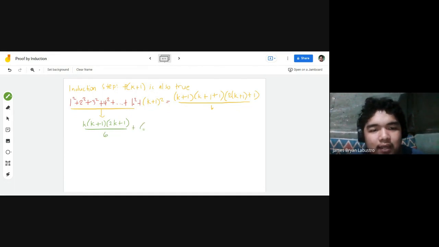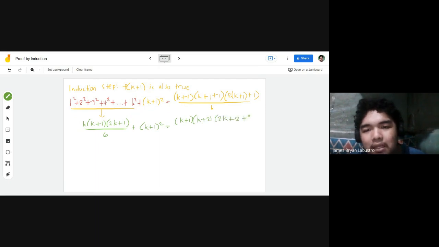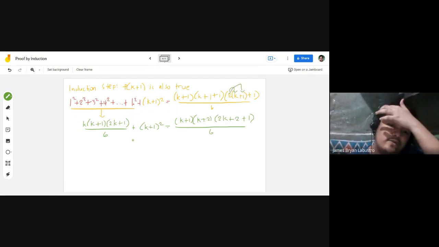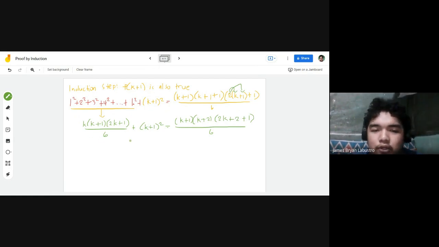Added by (k+1)² equals (k+1)(k+2)(2k+2+1) all over 6. Okay, why 2k+2? So 2 times k, then 2 times 1, then added by 1 again. So after that, okay, this is the simpler form. To prove that, we're going to get the LCD.